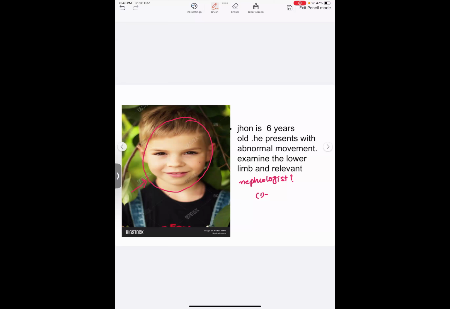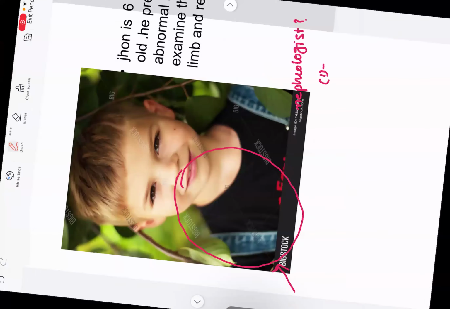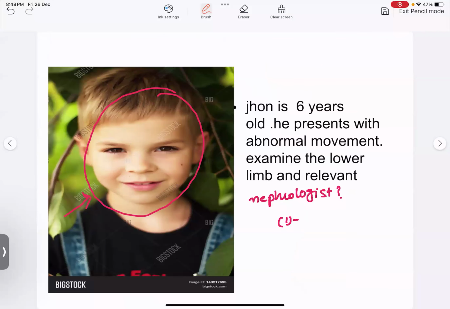Physiotherapist and occupational therapist, neurologist, social support to the family, and liaise with school. What else? Besides this multidisciplinary team, what else would you do with this patient?